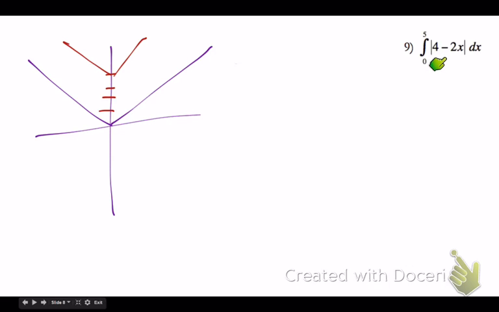What does this negative 2 do to it? What does the negative do to it? How about that? It flips it upside down. And what does the 2 do to it?